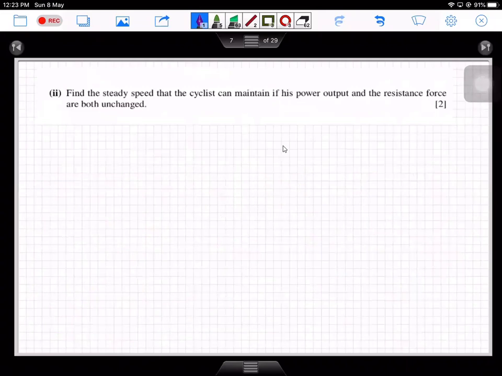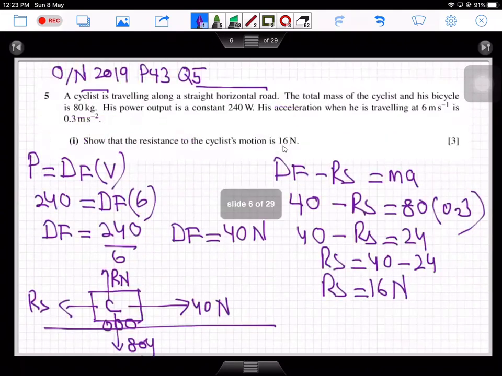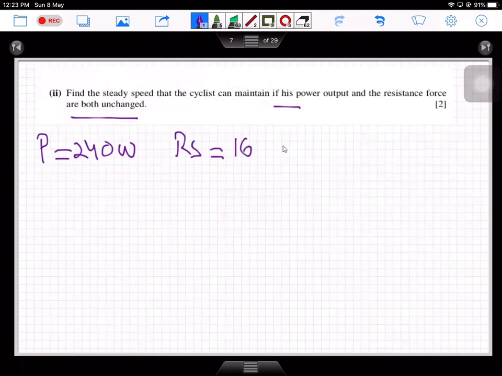The next part says, find the steady speed that this cyclist can maintain if his power output and the resistance force are both unchanged. The power is 240 watt and the resistance is also unchanged. The resistance is 16 Newton. So we need to find the steady speed. Obviously this steady speed means that the acceleration is equal to 0. Steady speed means constant speed.